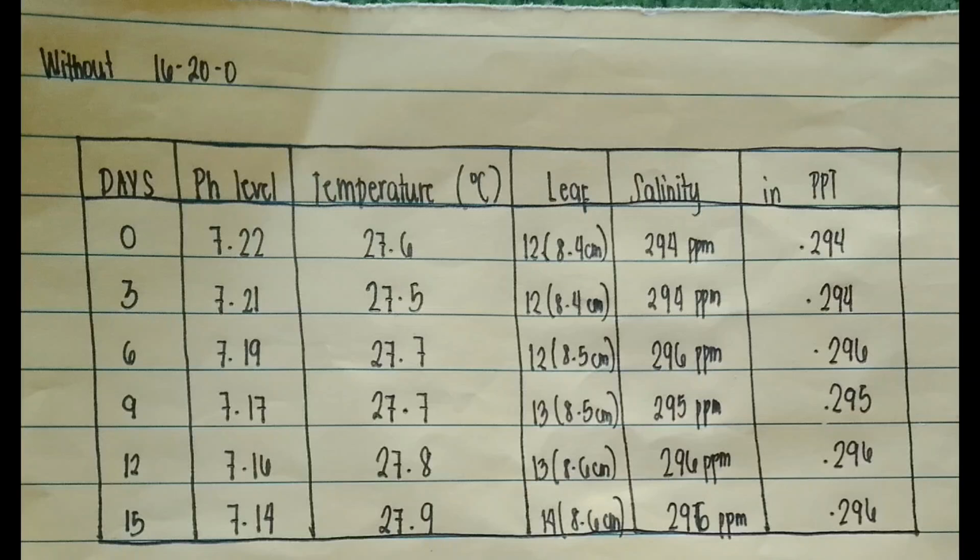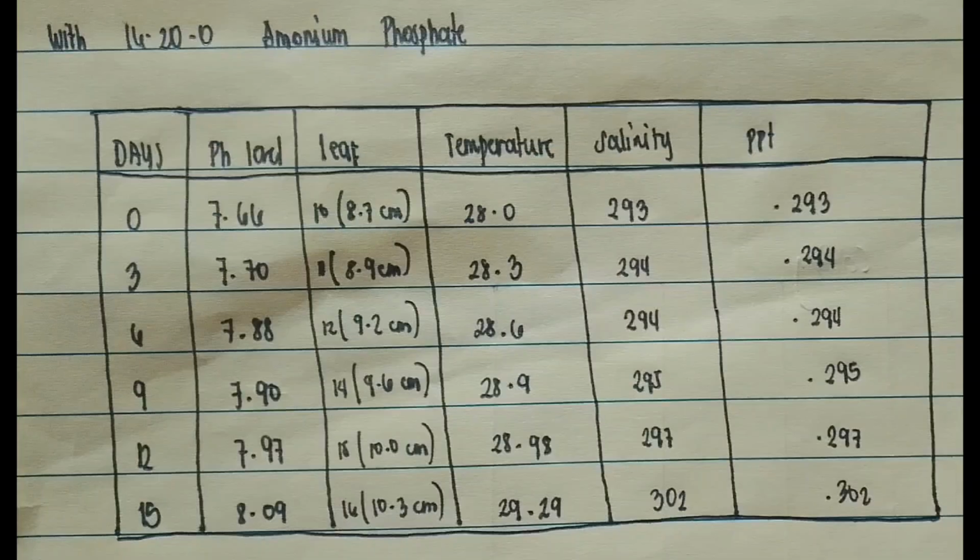So let's jump into the outcomes, which is day 15. The pH level from 7.22 decreases to 7.14, and temperature in degrees Celsius from 27.6 increases to 27.9. The leaf count is from 12 leaves to 14, and from 8.4 centimeters increases to 8.6 centimeters. And salinity from 0.294 becomes 0.296 in parts per thousand. So this is the data of without the 1620 or without ammonium phosphate.